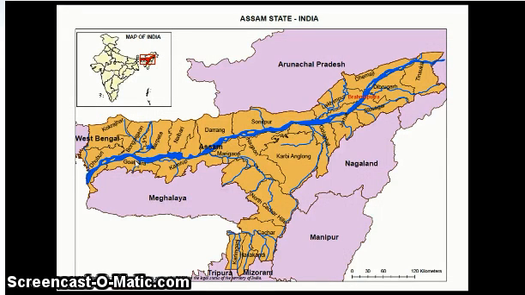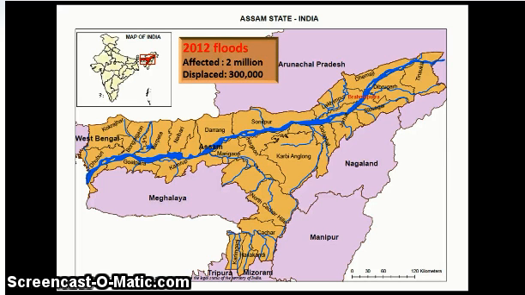A short background of the mapping tool: the vast tract of the Brahmaputra river basin in Assam state of India experiences regular flooding and river bank erosion, causing millions of people to be affected and displaced every year. The year 2012 was no exception to this. Flooding in this year affected about 2 million people and displaced 300,000.